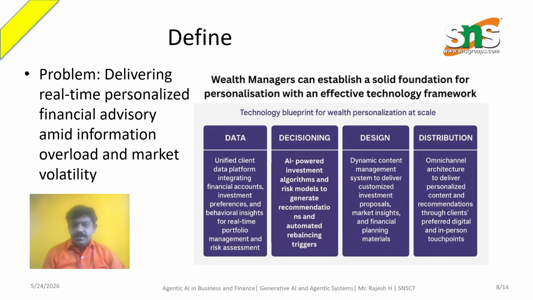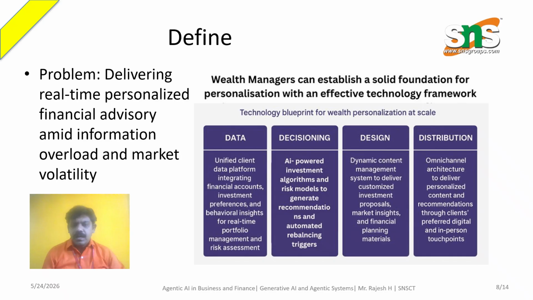So the technology blueprint for wealth management and personalization is at a larger scale level. We need to find the 4 Ds. Here the Ds are data, decisioning, design, and distribution. In all the 4 cases, right from data, it is useful for financial account information, for creating behavioral insights with qualitative and quantitative data from portfolio management and risk assessment.